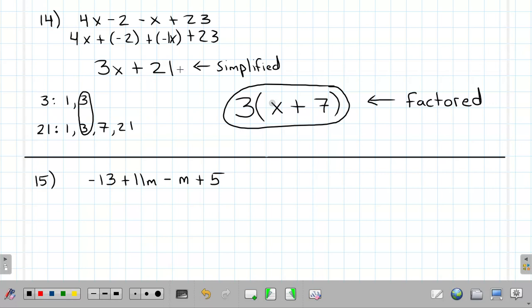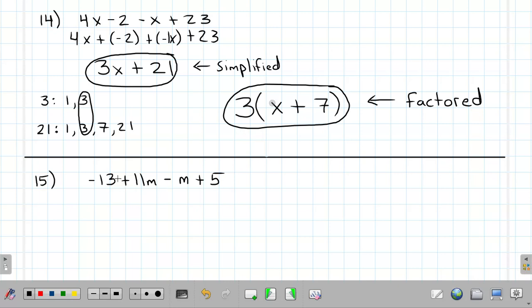And technically, I guess both of these are the answers, because they want us to simplify and factor. So we need the simplified version, and then we need the factored version, okay? And that's what all the rest of these questions are like. The next 7 questions are all the same, meaning we're going to simplify the expression and then factor it.